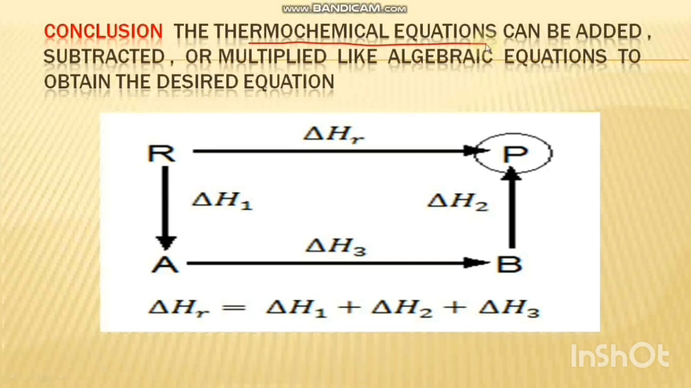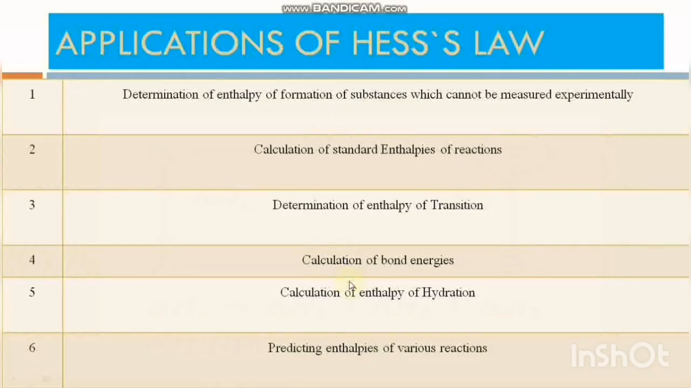As is given in the example, the total enthalpy change in path 1, delta HR, will be equal to the total enthalpy change in path 2, that is delta H1 plus delta H2 plus delta H3. After understanding Hess's law, let us discuss its applications. We will discuss applications of Hess's law under 6 headings.